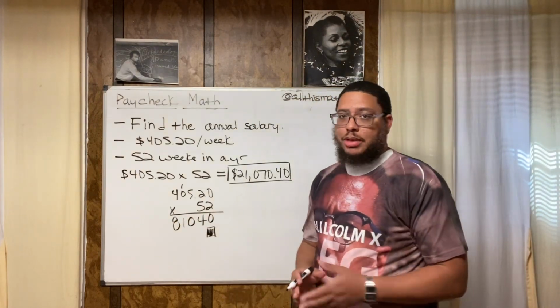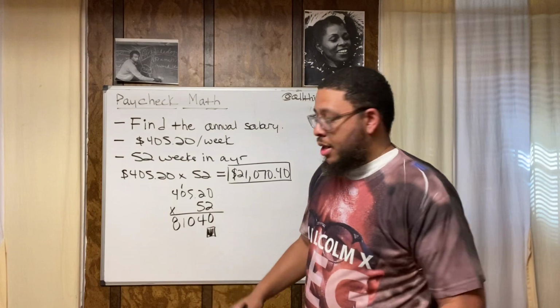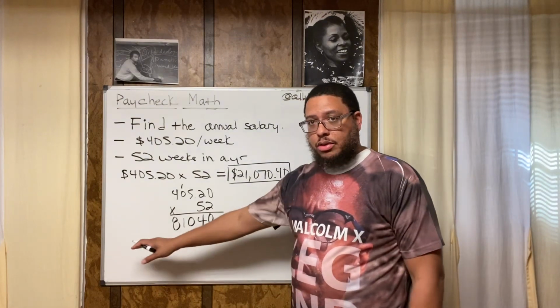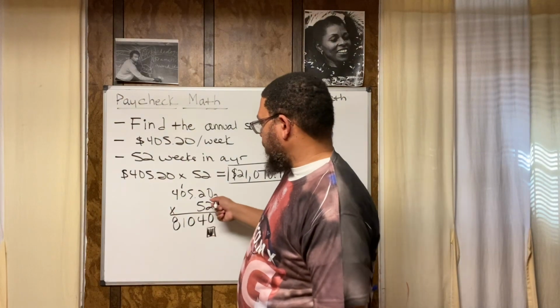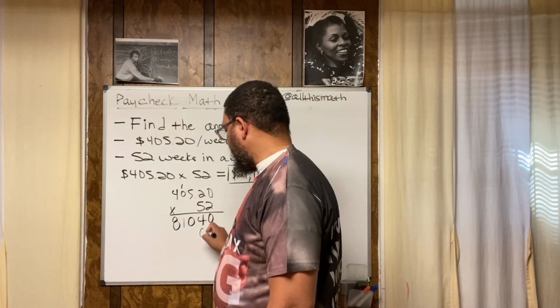It has something to do with place value. I'm not going to get into the details of that, but just know it has to do with place value in order to keep the place value correct. All right. So 5 times 0 is 0. Put the 0 right there.